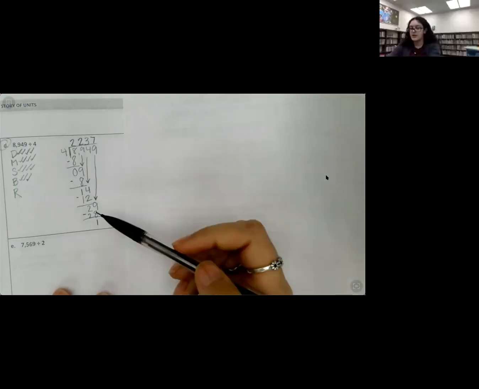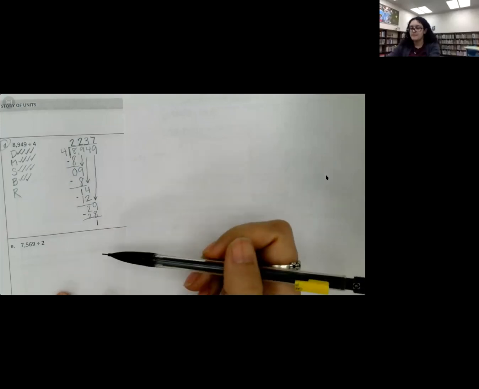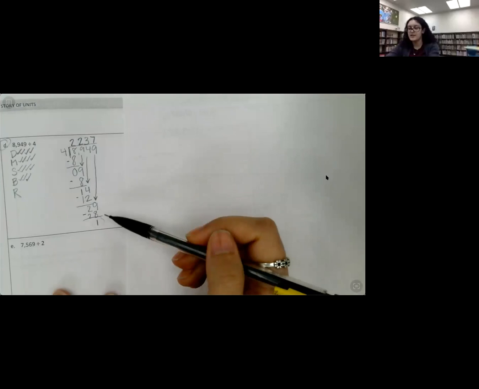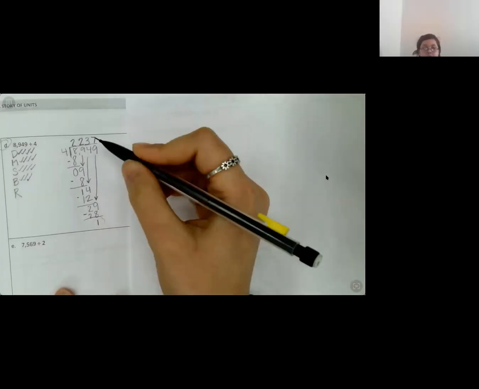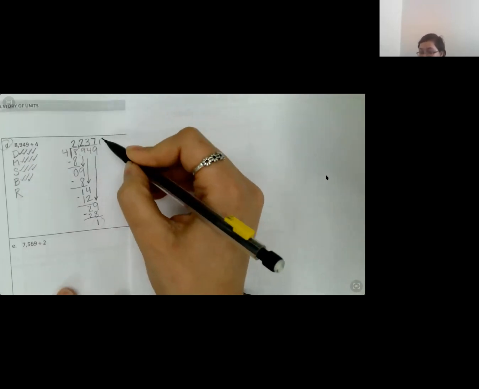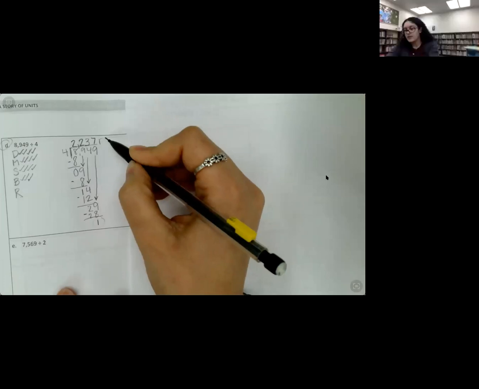All right, is there anything left to bring down, Orlando? No. Yeah, we have used all of our numbers. So instead of repeating, what are we going to do? You are going to find your remainder, which is 1. Right, our remainder is 1. So what's my final answer up here on the top? 2,237 remainder 1. Right, remainder 1.